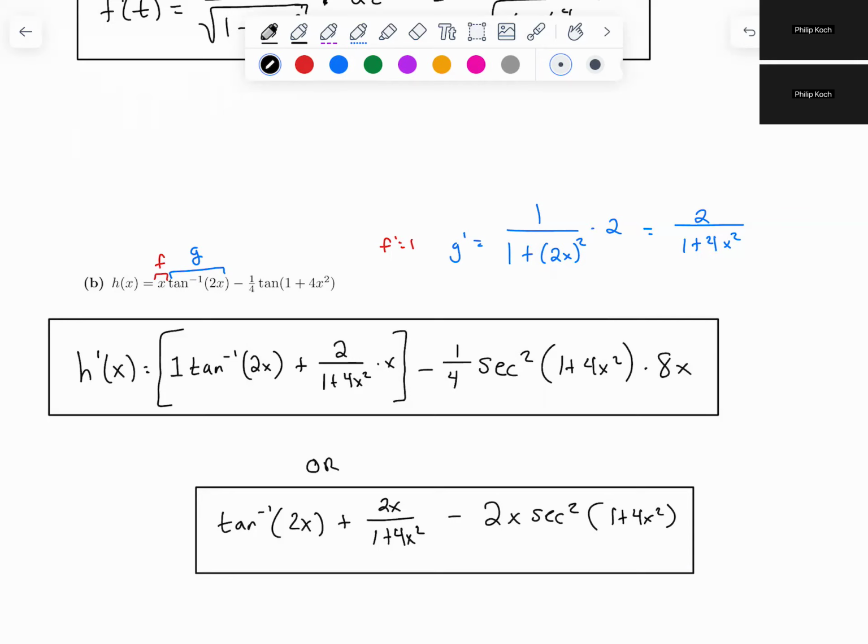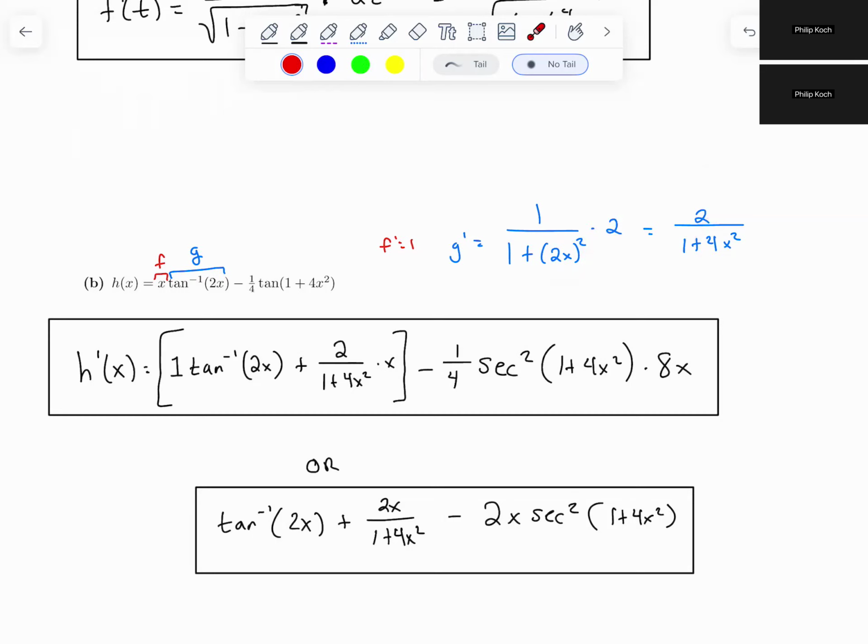So the first piece requires a product rule with a chain rule in it. F prime is the derivative of x, which is 1. G prime, the derivative of inverse tangent, is 1 over 1 plus x squared. This is a chain rule because it's not tangent inverse of x, it's tangent inverse of 2x. So it's 1 over 1 plus, instead of x, it's going to be 2x because it's a chain rule, squared, times the derivative of 2x, which would just be 2. And that's why I've got 2 over 1 plus 4x squared.